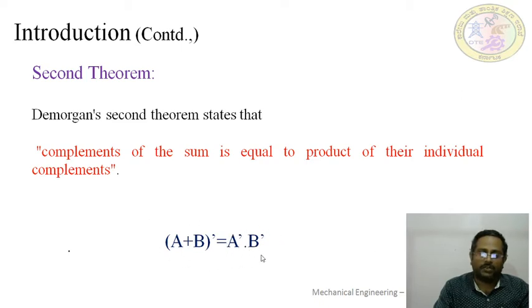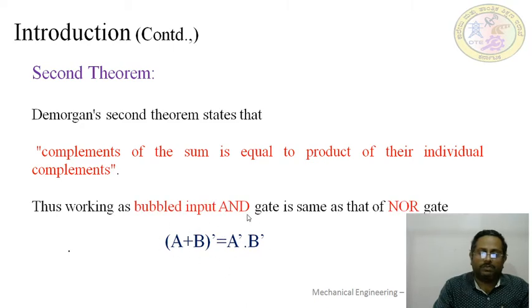This theorem can also be stated as: the two variables A and B are NORed together is the same as the variables A and B are individually complemented and then ANDed. This can be constructed by using a bubbled input AND gate and a NOR gate. The LHS is constructed by using a NOR gate. The RHS is constructed by using a bubbled input AND gate. The output of LHS should be the same as the output of RHS.